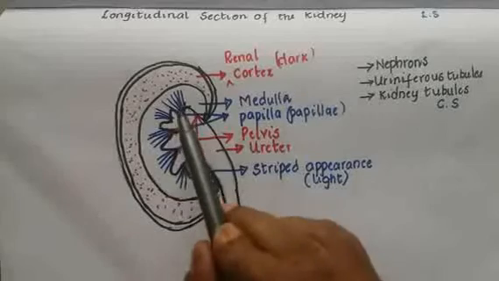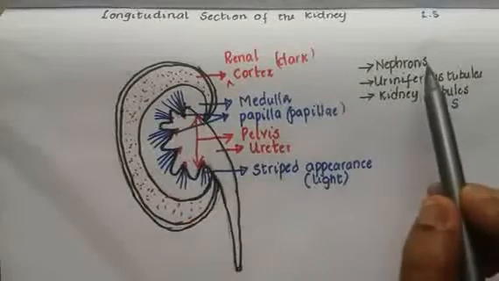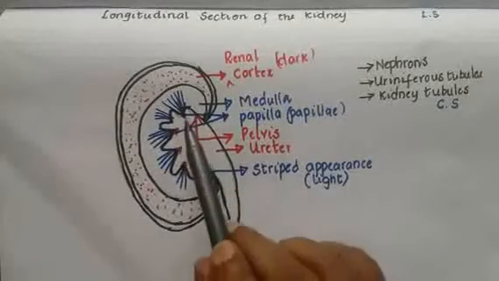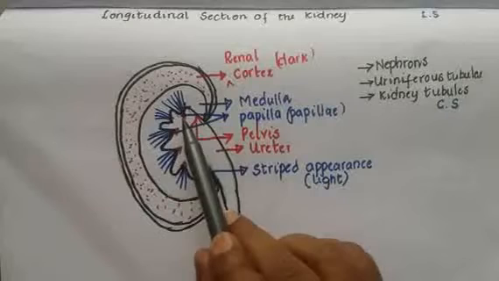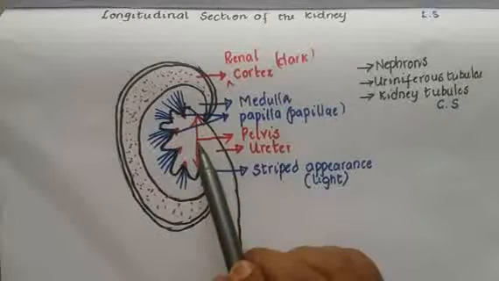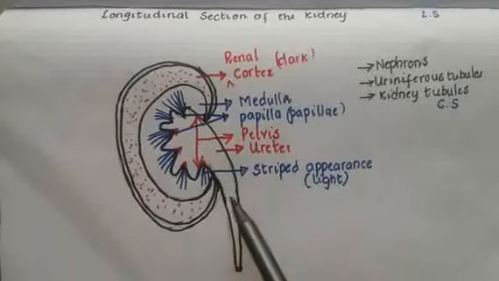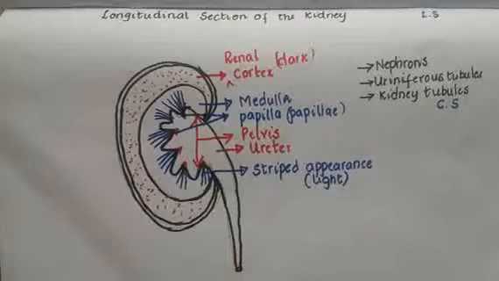So thus, the urine which is produced with the help of these nephrons in these two regions is passed through the papilla, enters into the pelvis, which is later carried to the other parts of the ureter and then poured into the urinary bladder. Yes, children, this is about the longitudinal section of the kidney.